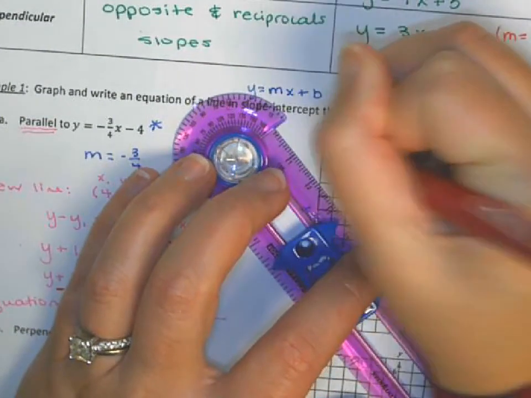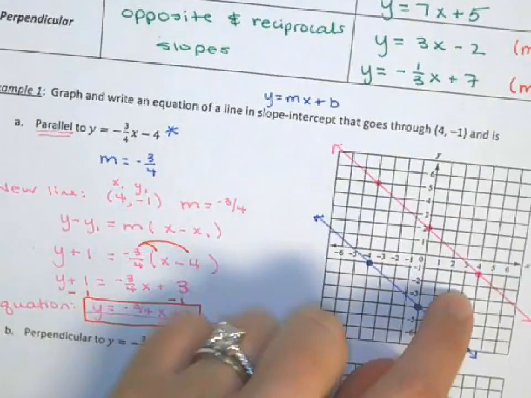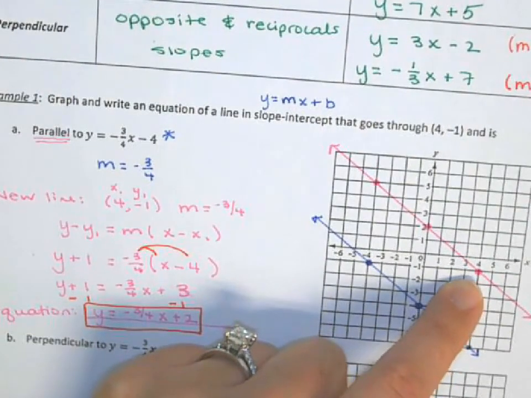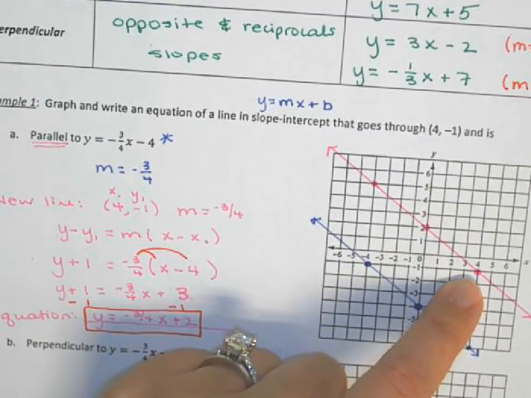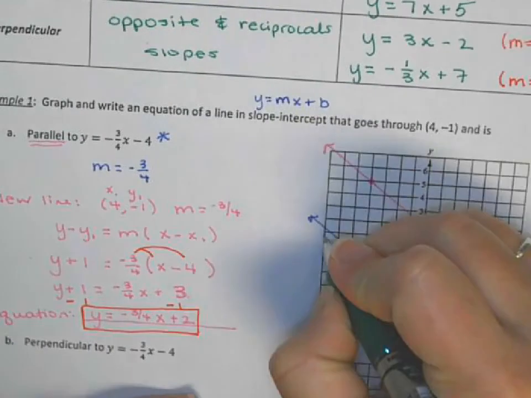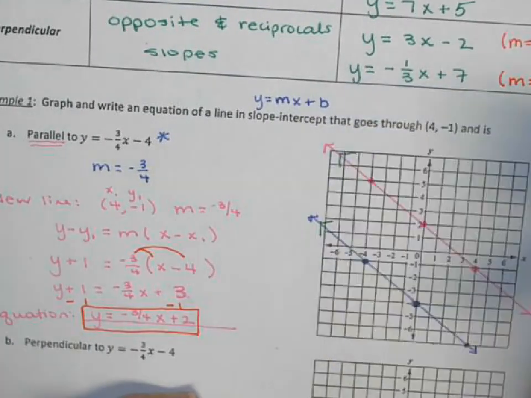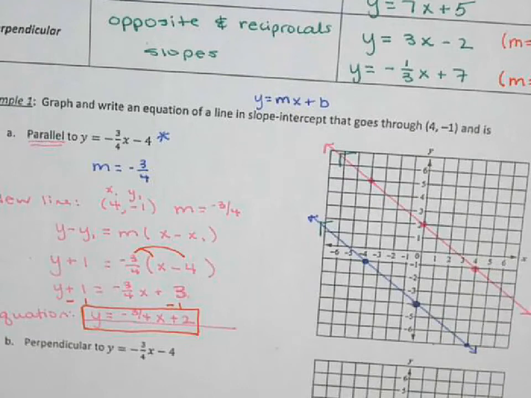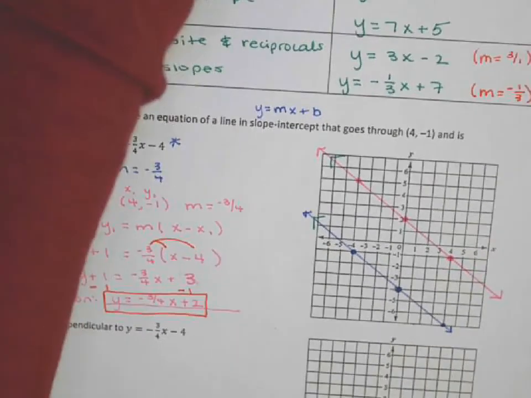I always want to double check. Did I go through the point 4, -1 like I was supposed to? Yes. Do those appear to be parallel? Yes. And if you want to get real fancy, if you remember this from geometry, you can mark them parallel by drawing the same arrow on both of the ends. You don't have to, but you can.